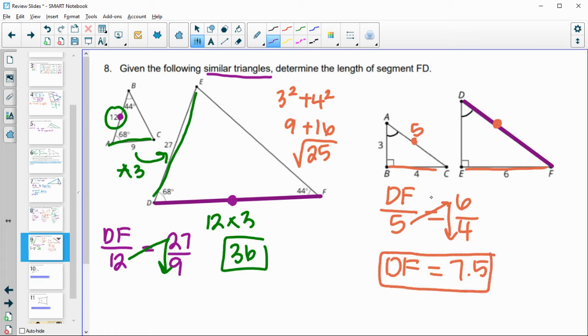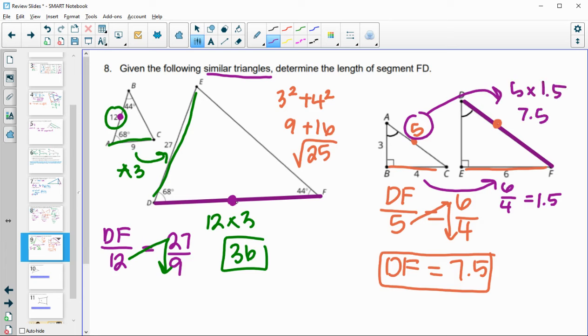You also could do the scale factor here. So if you're trying to figure out what you multiply here, it's 6 divided by 4, which is 1.5. So then we'll take 5 and multiply by the scale factor of 1.5 to get 7.5 that way as well.